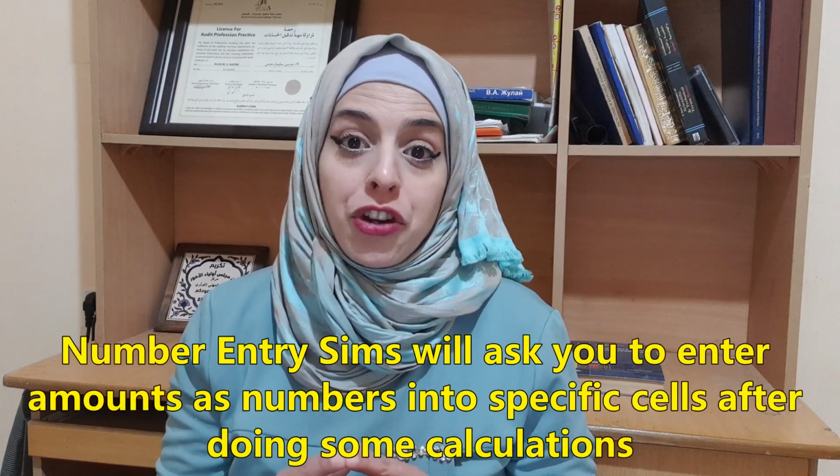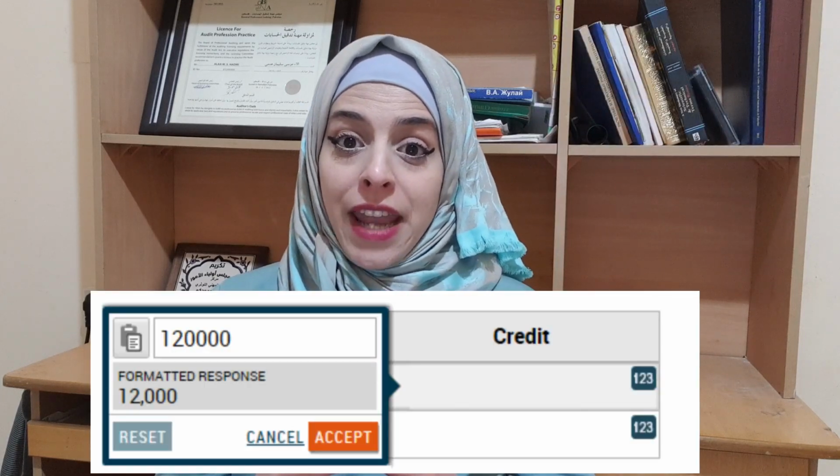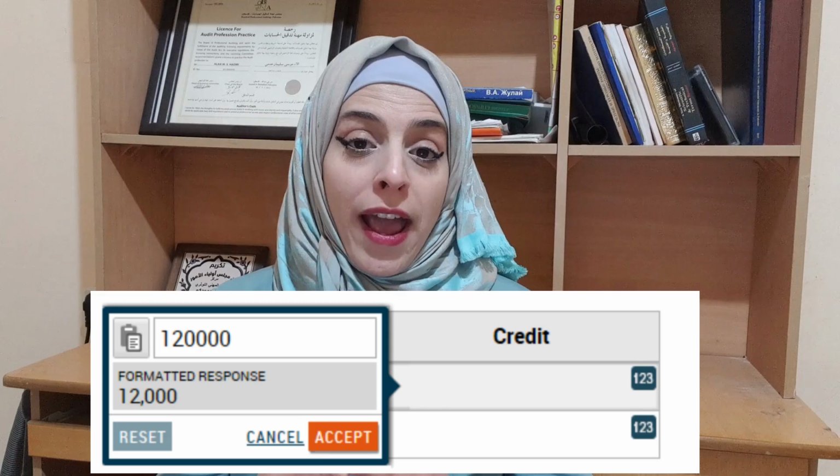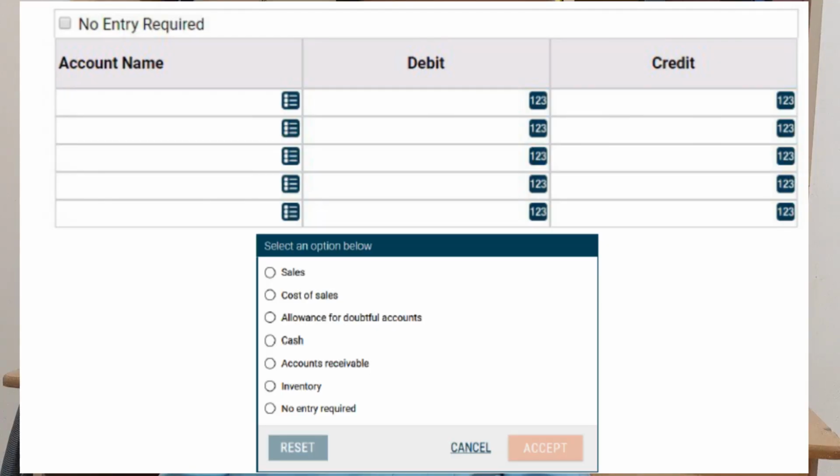So, what are number entry simulations? Well, number entry simulations will ask you to enter amounts as numbers into specific cells. This type of task-based simulation requires that you do some calculations and then answer with a number such as an amount of currency, a ratio, or a percentage. Your answer will automatically be formatted after you enter it. These types of simulations can be combined with choice list simulations to create a more complicated simulation that may require you to do journal entries as well.